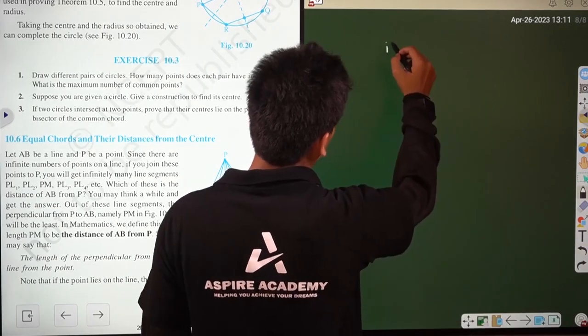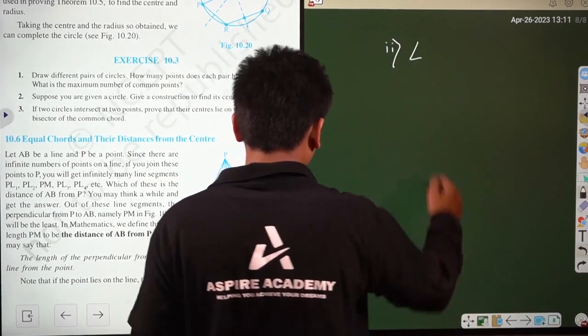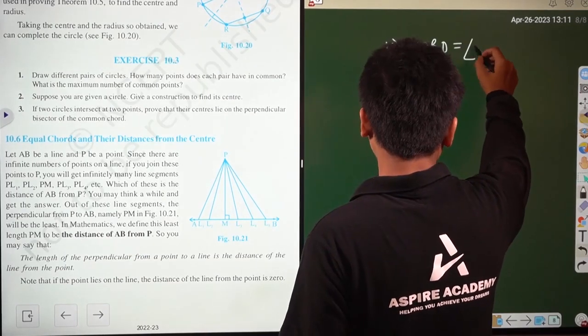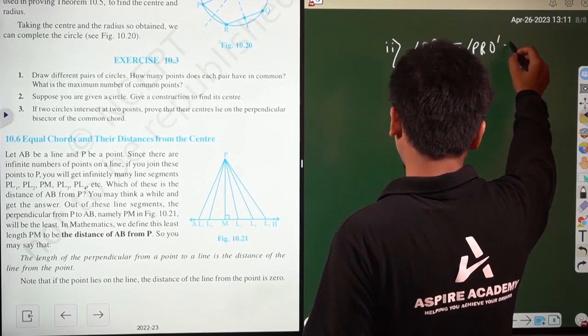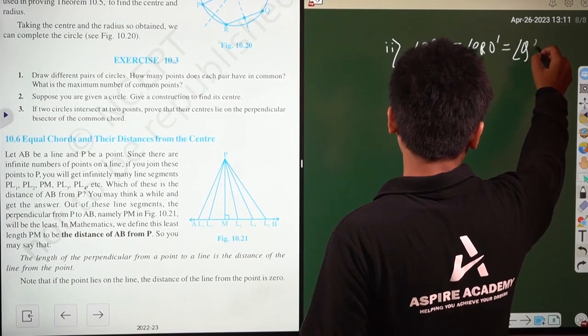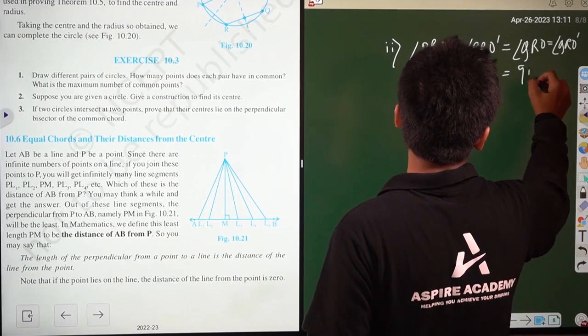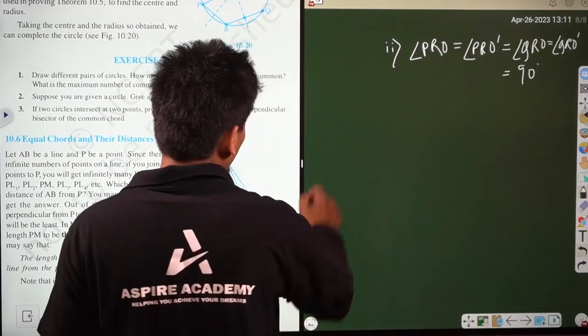So, number 2, we have to prove angle PRO is equal to angle PRO dash, which is equal to angle QRO is equal to angle QRO dash, which is equal to 90 degrees each. So now the proof.